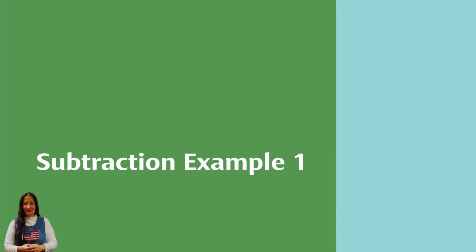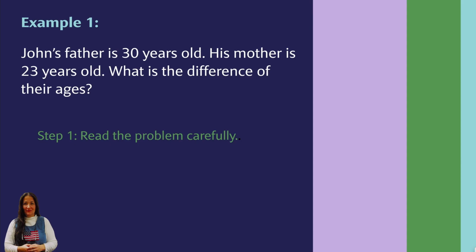Subtraction example 1. Read the problem carefully. John's father is 30 years old. His mother is 23 years old. What is the difference of their ages?